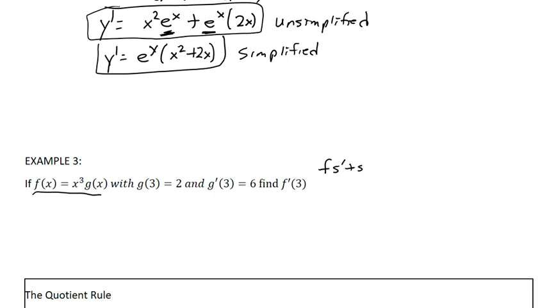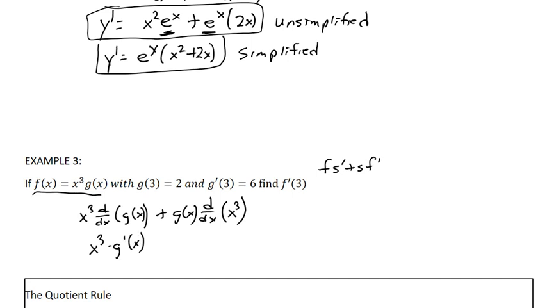So it would be x cubed times the derivative of g of x, okay, plus g of x times the derivative of x cubed. And of course this would be x cubed times g prime of x. That's the derivative of g of x, plus g of x times the derivative of x cubed is 3x squared. Now they ask us to find f prime of 3. This is f prime of x.